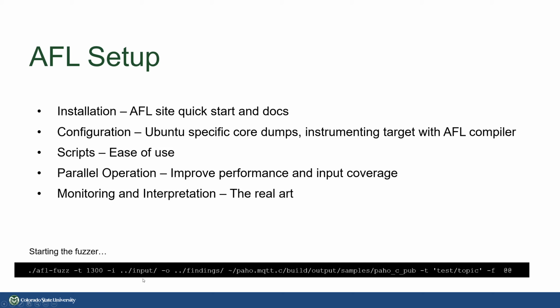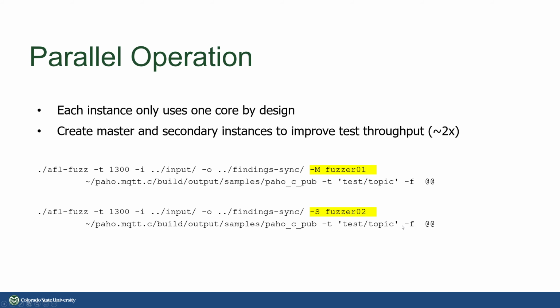You give it also the input folder, and it goes through and looks at all those inputs and starts mutating them as it finds interesting results, and then it puts all those in the findings folder. And then under output, this is the software that I was testing that had been compiled using AFL, and then we're just telling it to use a test topic and to use the file that AFL is generating as the payload. So that's what that part at the end means.